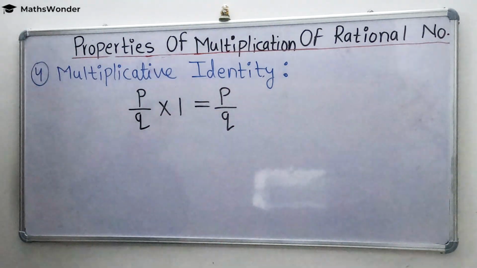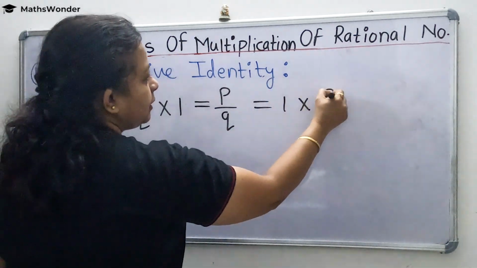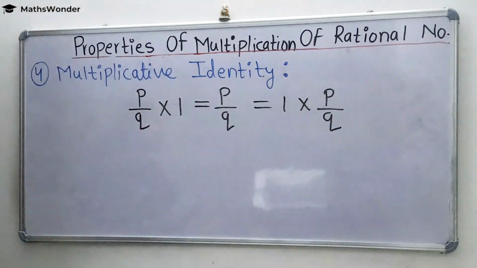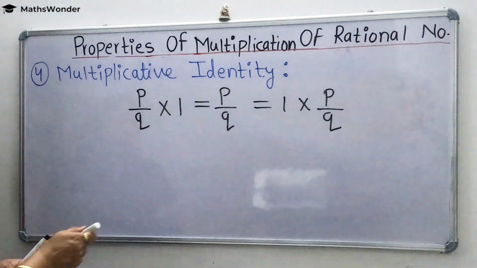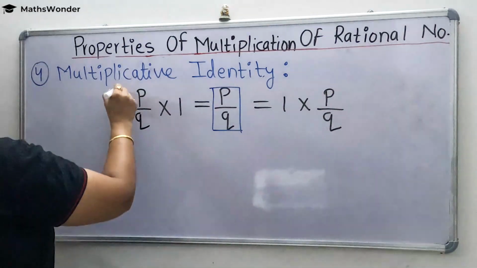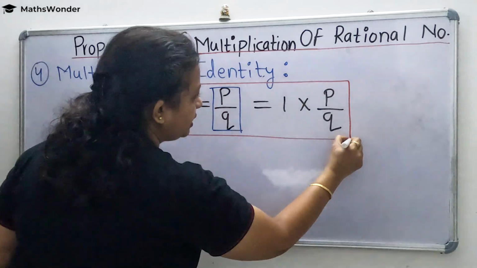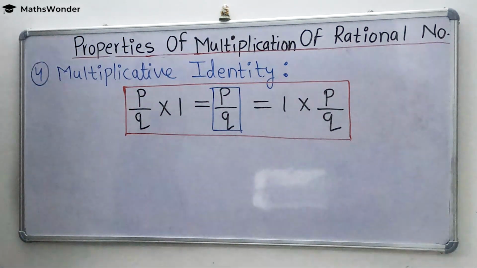If you change the order, P over Q times 1, or 1 times P over Q, then your answer becomes the same, P over Q. So the conclusion is P over Q on both sides. This is the format of any multiplicative identity, for natural numbers and integers too. So if anyone asks what the multiplicative identity is, your answer should be 1. If anyone asks what the additive identity is, your answer must be 0. So this is a very important property.